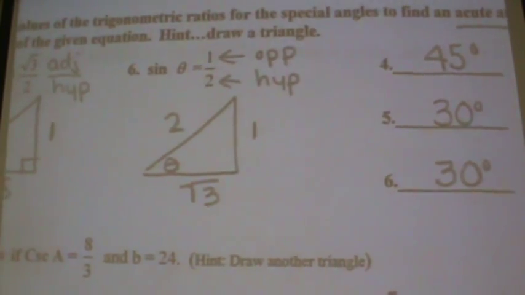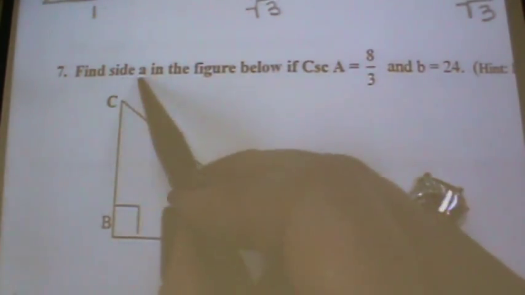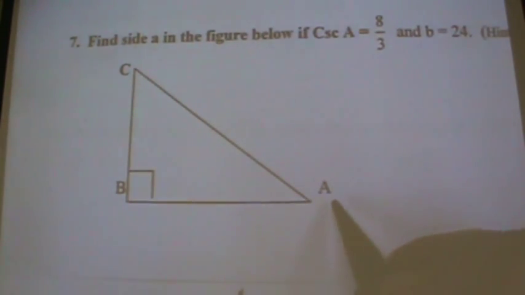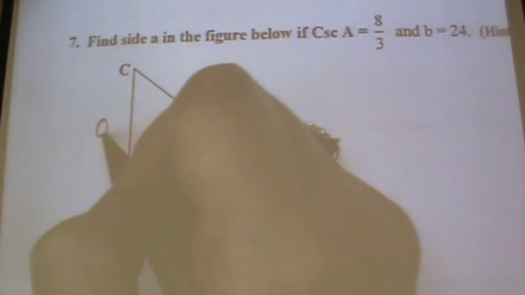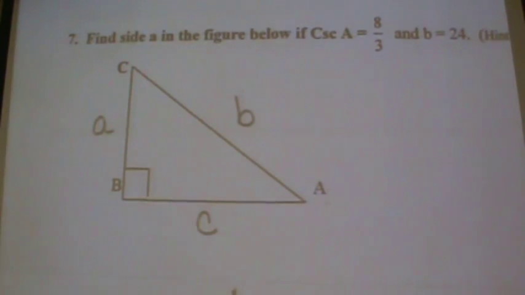Number 7. I want you to find side A. And where is side A? Well, if that's angle A, this is little a, this is little b, and this is little c. You should know that from geometry.